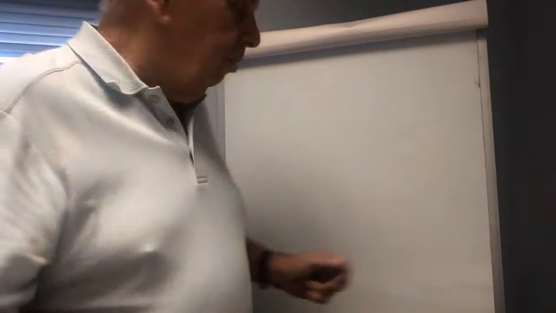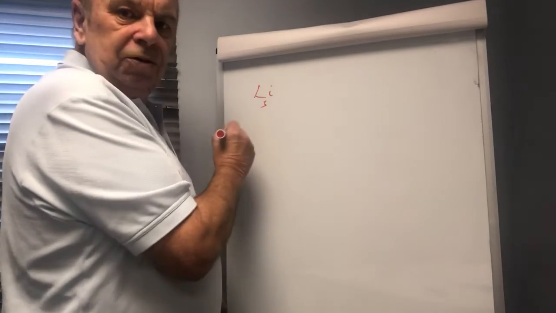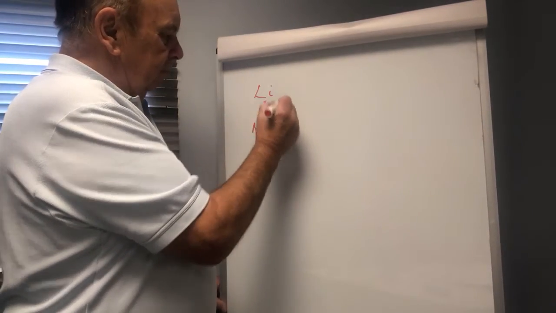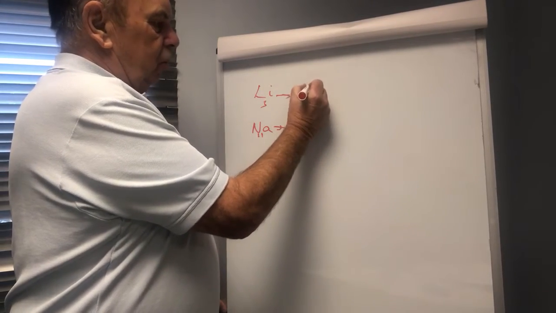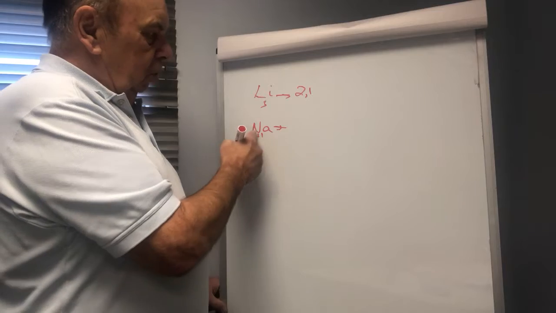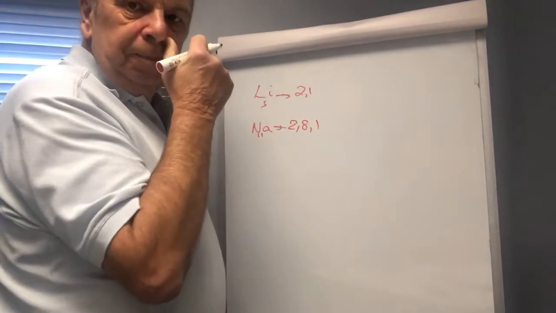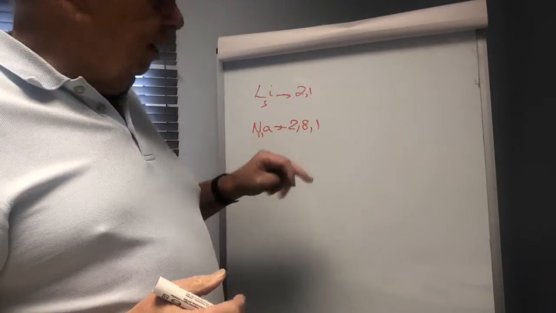Let's look at lithium. Lithium, Li, atomic number 3, sodium atomic number 11. Its electronic configuration is 2,1. Sodium is 2,8,1. Metals form compounds by losing electrons.